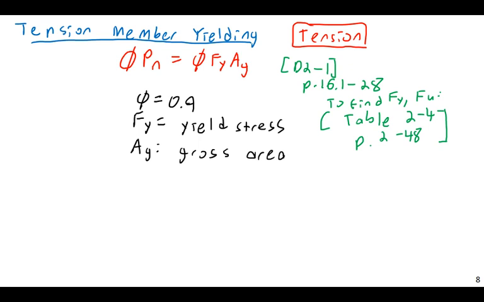But this table also lists for which applications each of these steels is currently used. So, for example, A36 is used for essentially everything. You'll see it all over the place for W sections, M sections, S sections, C channels, angles, etc. It's just used for everything.